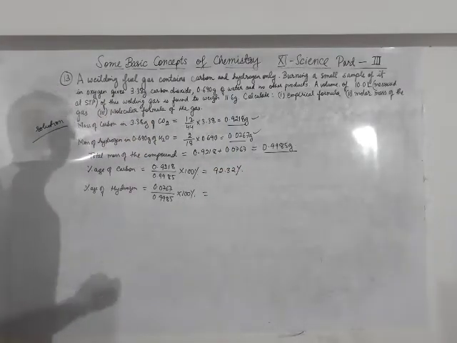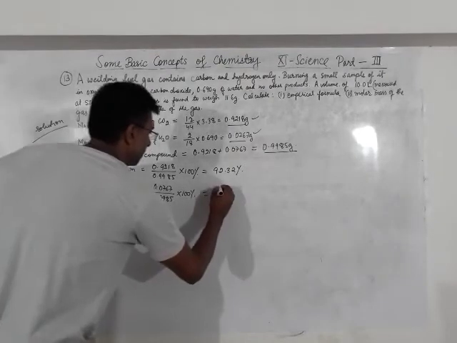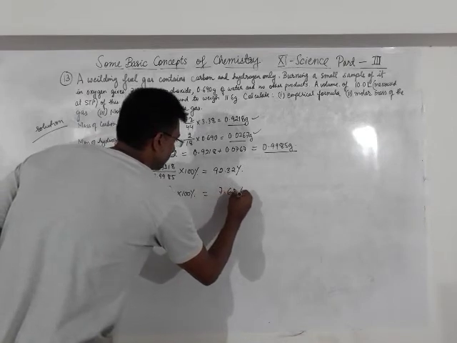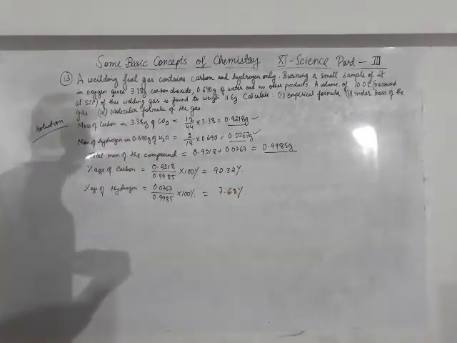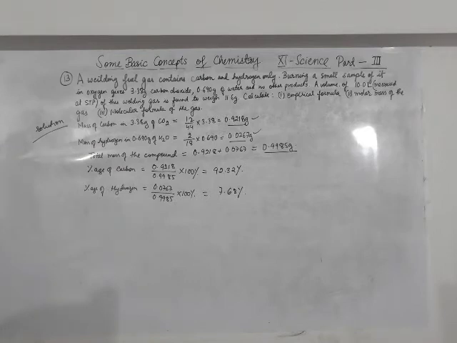The percentage of carbon is coming to 92.32%, and the percentage of hydrogen is coming to 7.68%. So we have obtained the percentage of carbon and hydrogen in this compound. Now our next work is to work out the empirical formula. For the empirical formula, like you have done in class 10, you must have worked out how to calculate the empirical and molecular formula.